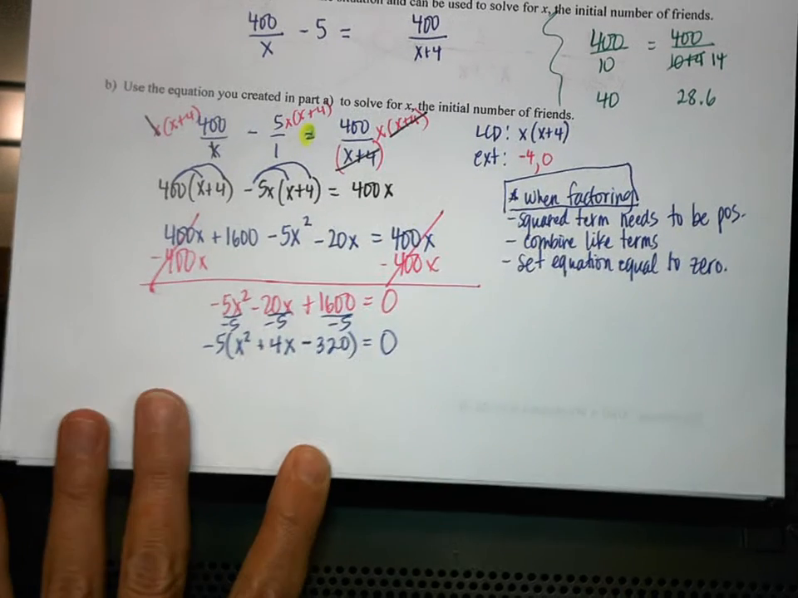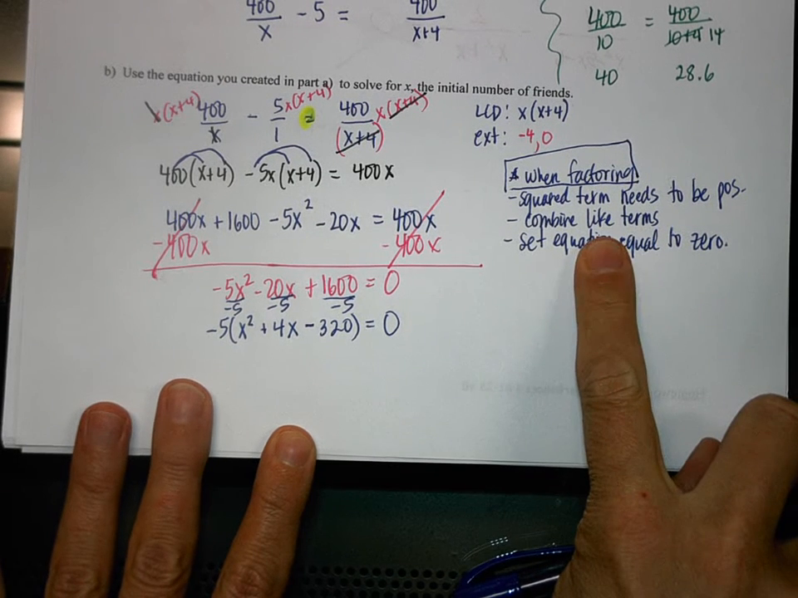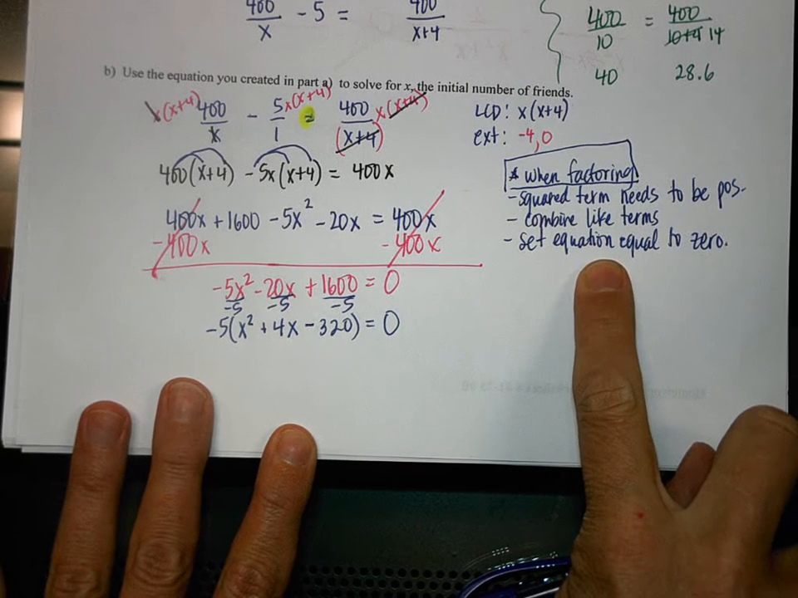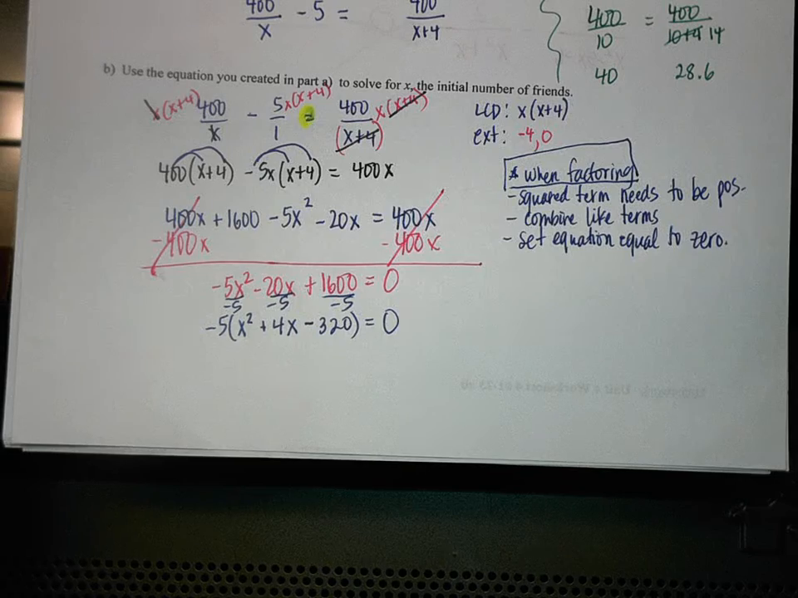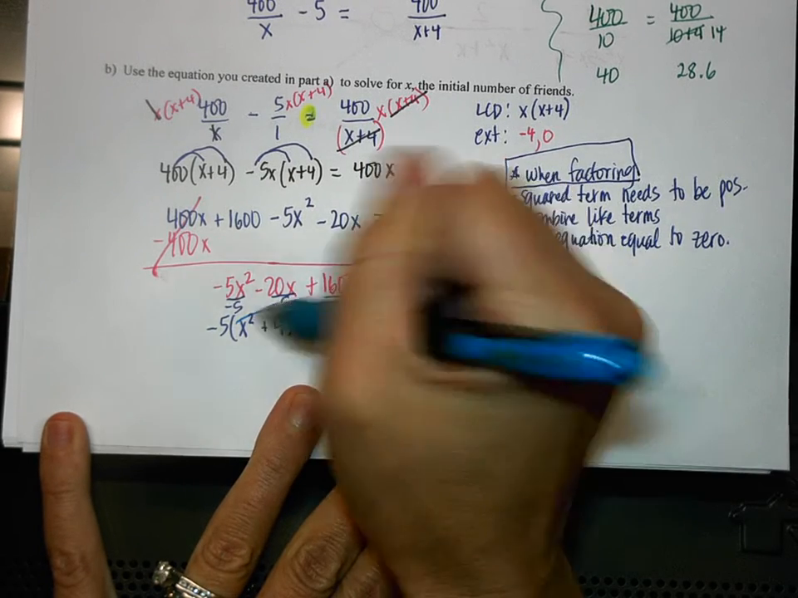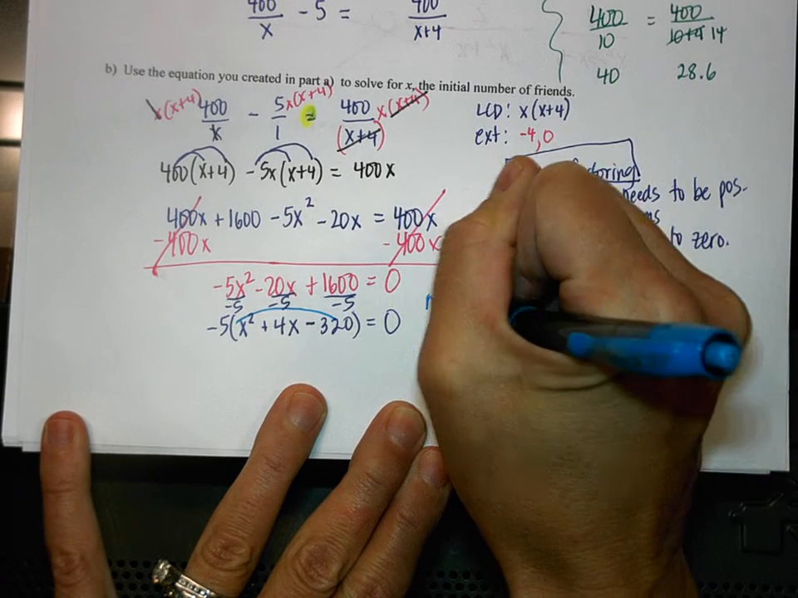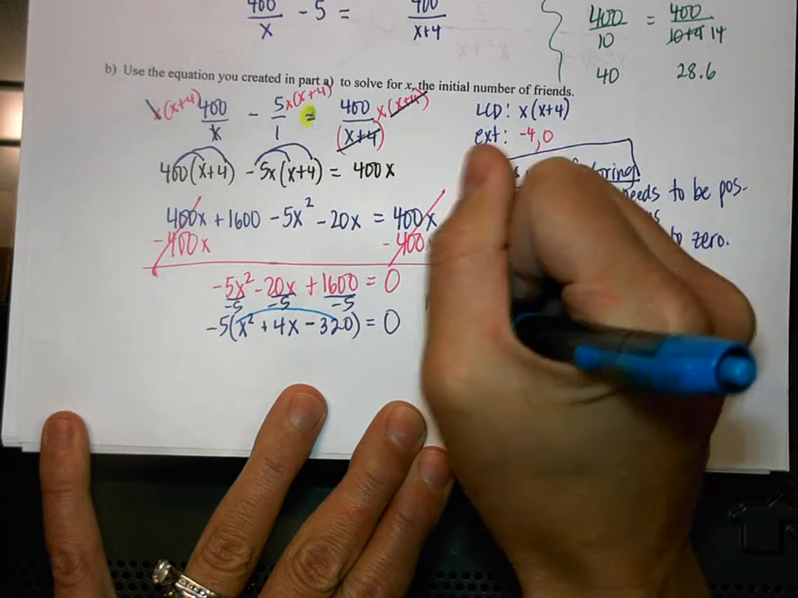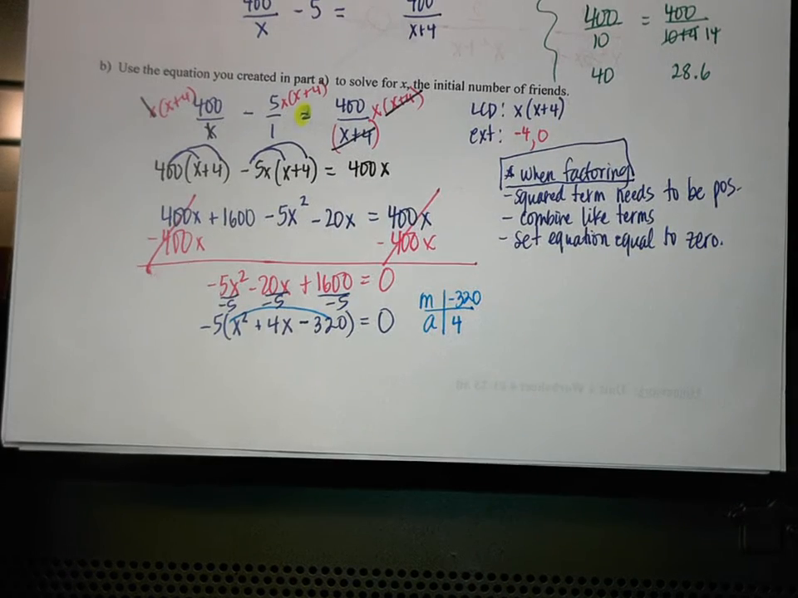Okay, is my squared term positive now? Yes. Did I combine like terms? Yes. Did the equation get set equal to 0? Okay, perfect. Now I can factor. Okay, so what do I do to factor this one? Multiply to negative 320. So we're going to multiply, right? So my multiplication number is negative 320, and my adding number is what? 4. Okay, now we're like, oh my gosh, 320, and some of you are probably like, I don't even want to start. But you can.